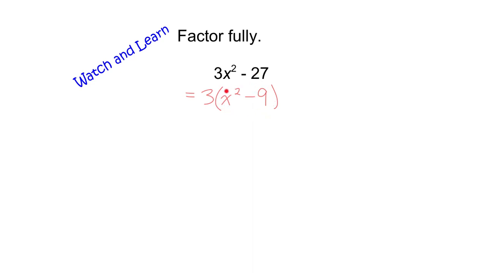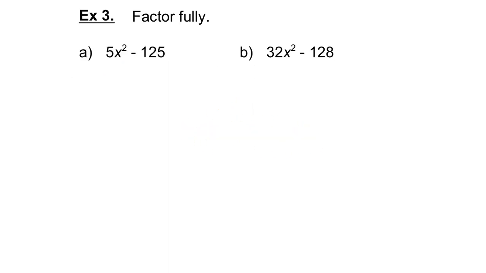This factor is a difference of squares. So we can factor that even further. The square root of x squared is x. The square root of 9 is 3. Plus in one, minus in the other. Here's the fully factored form. Now you try. Here's two expressions. I'd like you to factor them fully. So pause the video and try this one on your own.